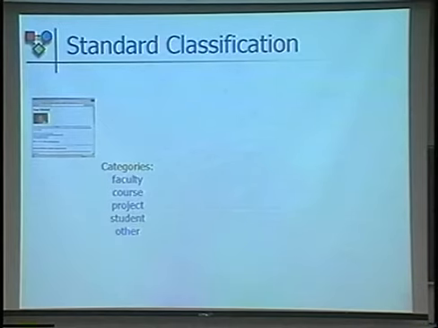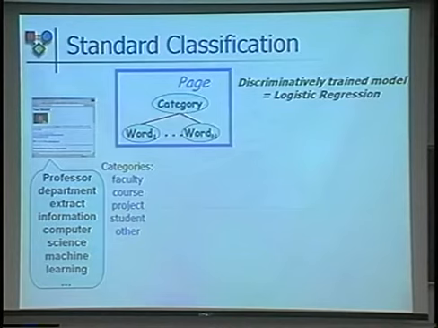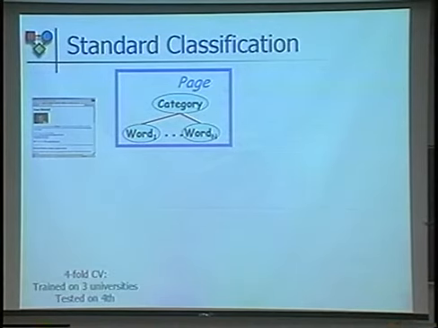So you can do a standard classification approach, which is to take each web page and classify it into one of these categories using, say, the words on the page. You can use, for example, logistic regression, which is simply a discriminatively trained undirected model that looks like this, where you have the category of the page linked to each and every one of the words. If you train this model to maximize the conditional log probability of category given words, you get exactly logistic regression, which is something that some of you may have seen. So this is a standard way of doing this kind of classification.